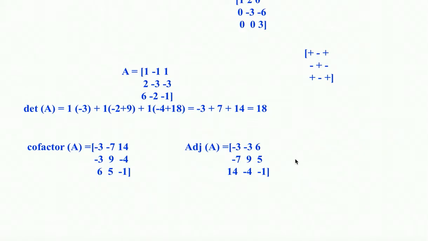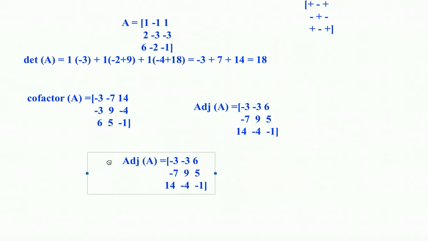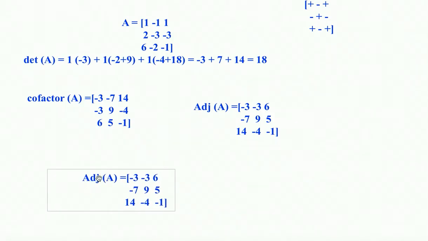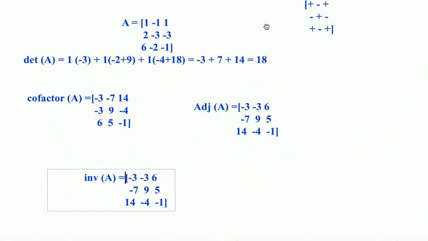What about A inverse? Inverse of A, again we can make use of this while writing adjoint. There is no difference. You need to multiply this with 1 by det A. What is det A? You remember, this is the det A, 18. So I'm going to write 1 by 18 here. Isn't it easy?